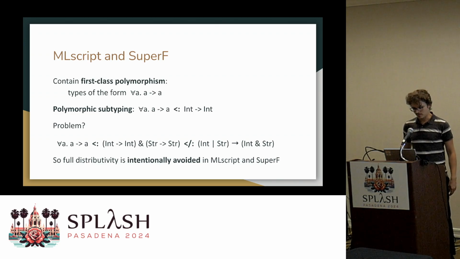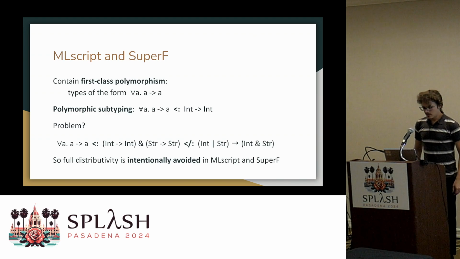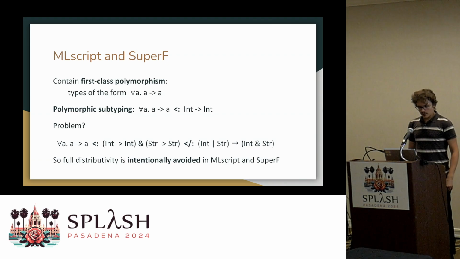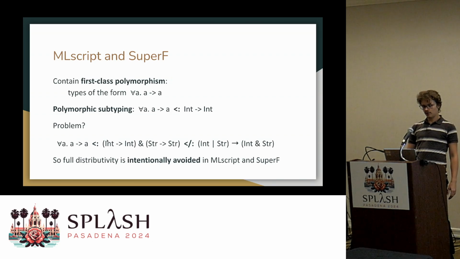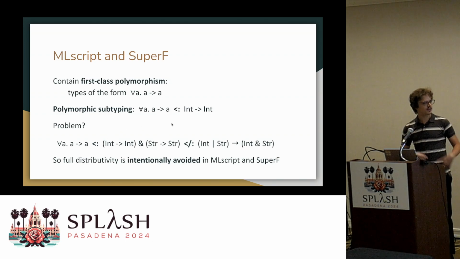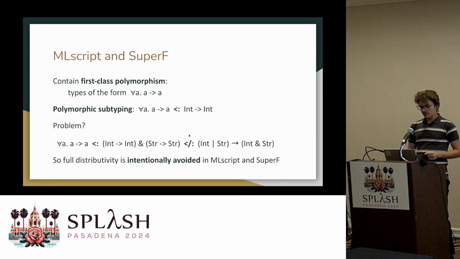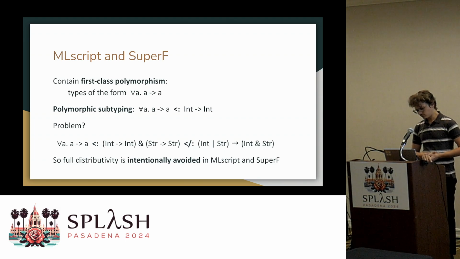But you have very powerful types like forall A. A to A, okay? And with polymorphic subtyping, for example, you can upcast this forall type into a normal type, right, by instantiating it. The problem is that this is no longer compatible with full distributivity, okay? Because this forall type, you can instantiate it into both sides of this intersection, and so by the definition of intersections, it means that the type is a subtype of the intersection, and clearly this is not the same as this, right? And so we have to avoid it in this case.